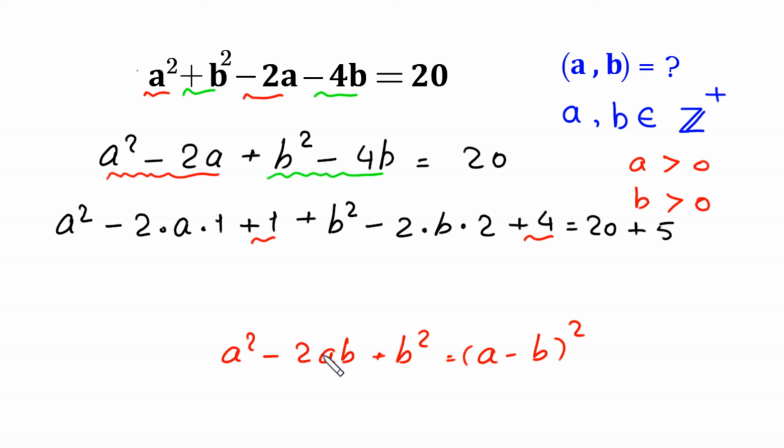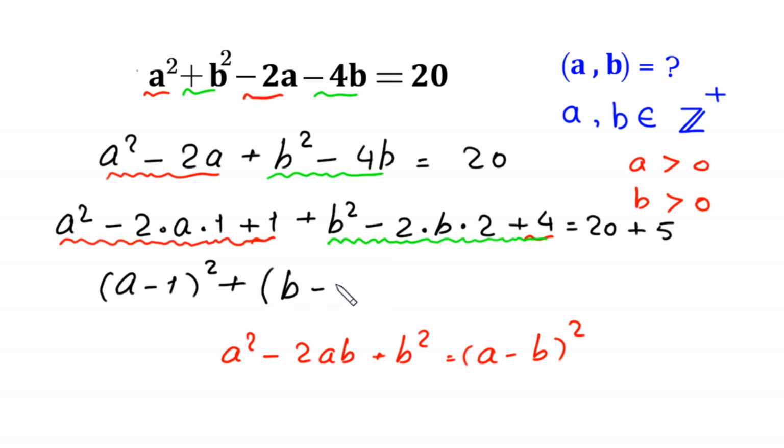Now by using this algebraic identity, this a squared minus 2 times a times 1 plus 1 can be written as a minus 1 whole squared plus this b squared minus 2 times b times 2 plus 4 can be written as b minus 2 whole squared is equal to 20 plus 5, 25.